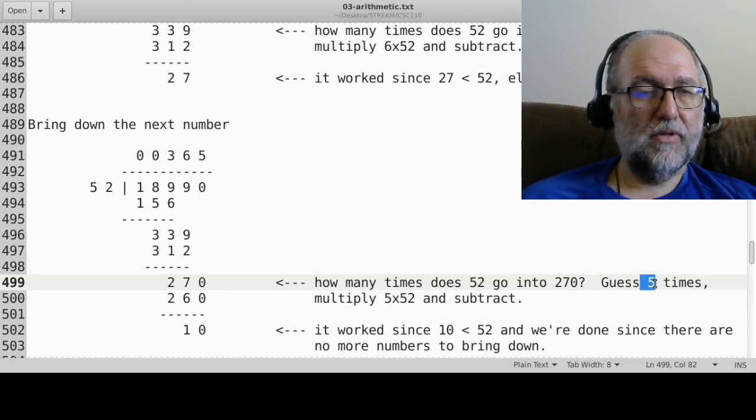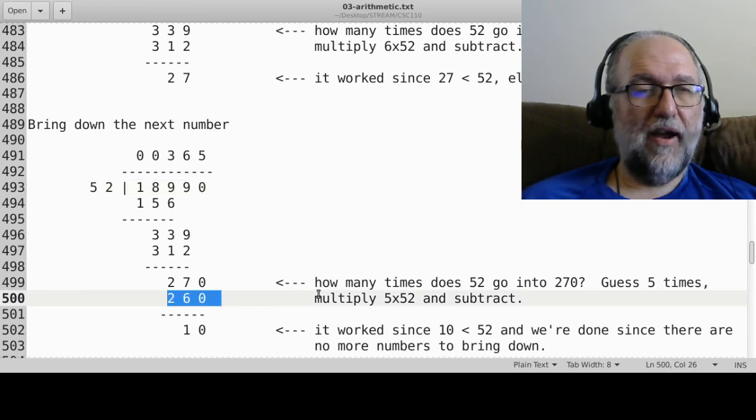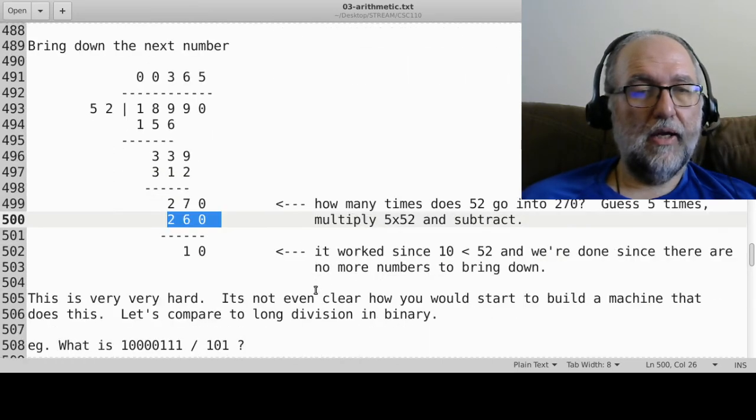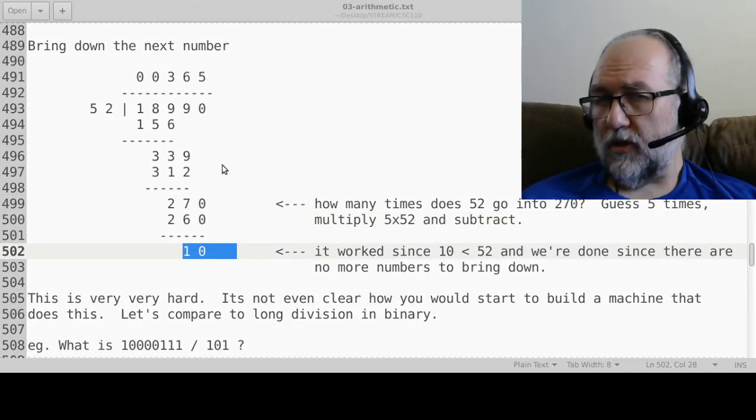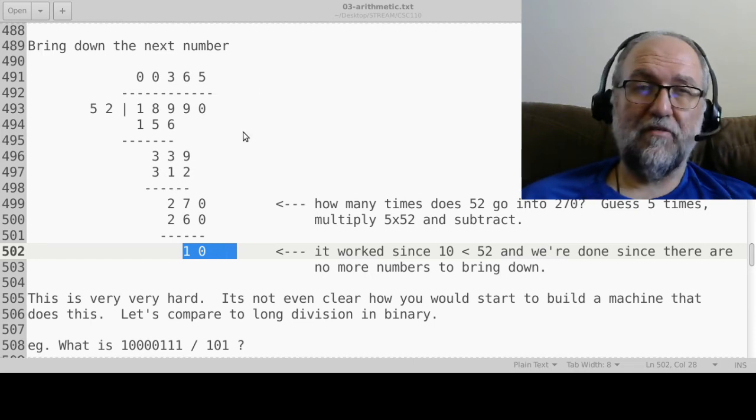And you guess 5 times, okay? And so you go 5 times 2 is 10, and then 5 times 5 is 25 plus 1 is 26. And there you go. 5 times 52 is 260. 270 minus 260 is 10. And you're done because there are no more numbers to bring down. And the 10 is less than the 52.